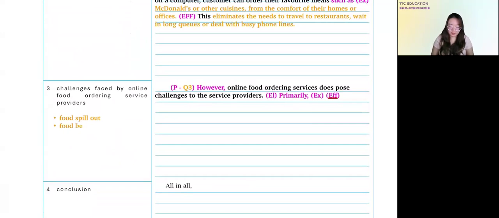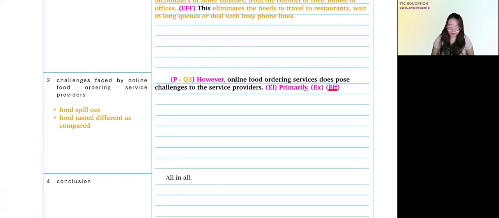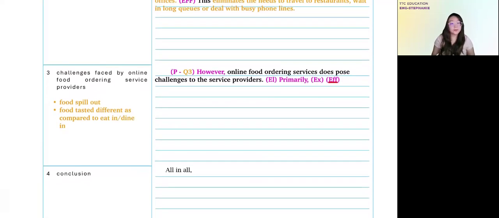I wouldn't say the food becomes warm. The food tastes different as compared to it. Okay, so your answer should be things like that.